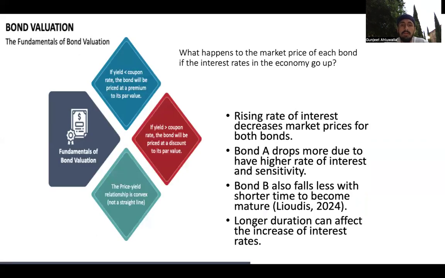In considering the impact of rising interest rates on bond prices, it's evident that Bond A and Bond B will see decreases in market prices. However, the extent of the price drop differs between the two. Bond A, with its higher interest rate and greater sensitivity to interest rate changes, experiences a more pronounced decline. Conversely, Bond B, having a shorter time to maturity, suffers a less severe decrease in price, as noted by Ludis in 2024. The longer duration of Bond A exacerbates the effect of rising interest rates on its price.